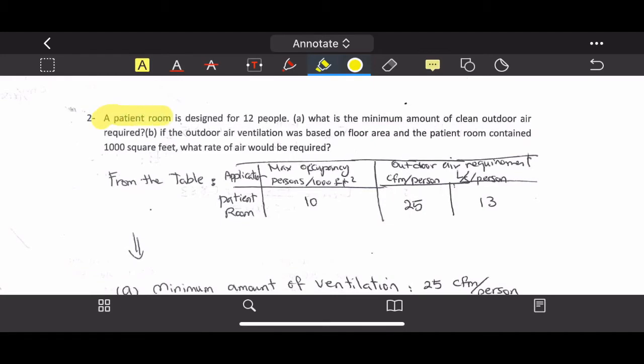Okay guys, the second question is a patient room in a hospital. It is designed for 12 people only. Part A: what is the minimum amount of clean outdoor air required? So you are now going to design a room in a hospital.